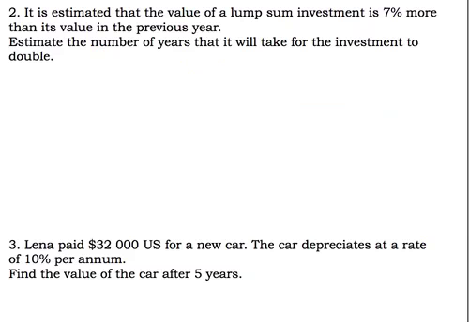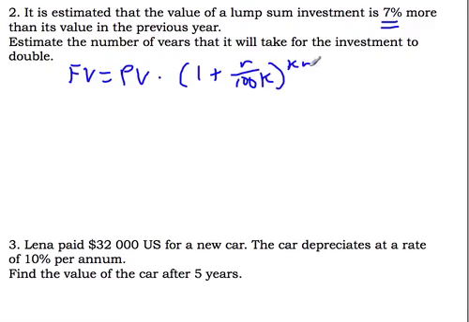Okay, let's take a look at another example. It's estimated that the value of a lump sum investment is 7% more than its value in the previous year. Estimate the number of years it will take for the investment to double. So we're only given the 7%, and we want to figure out how long it takes to double. It's very doable. Let's take a look at this formula. Future value equals present value times 1 plus r out of 100k to the power of kn. Okay, there's no mention of compounding monthly or anything like that, so we can assume k equals 1. And 1 times 100 is just 100. 1 times n is just n, so we pretty much just write the formula without the k in it.